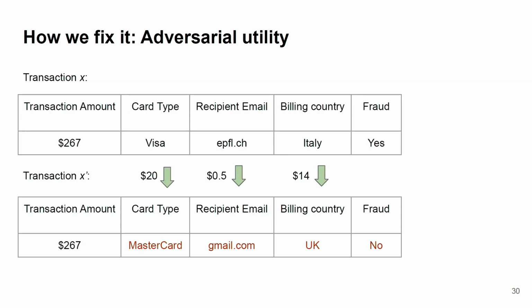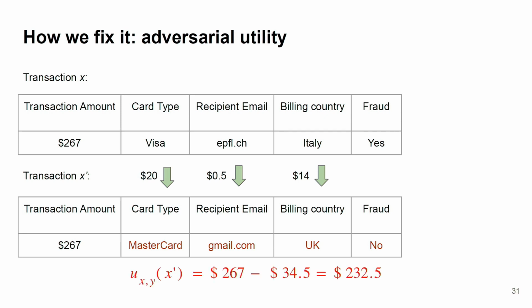And if we return to our example, transaction X and transaction X prime, we can see that the utility of this attack is around $200, which is much more than the cost. The gain is much more than the cost. So we can see that the adversary is pretty inclined to mount this attack.